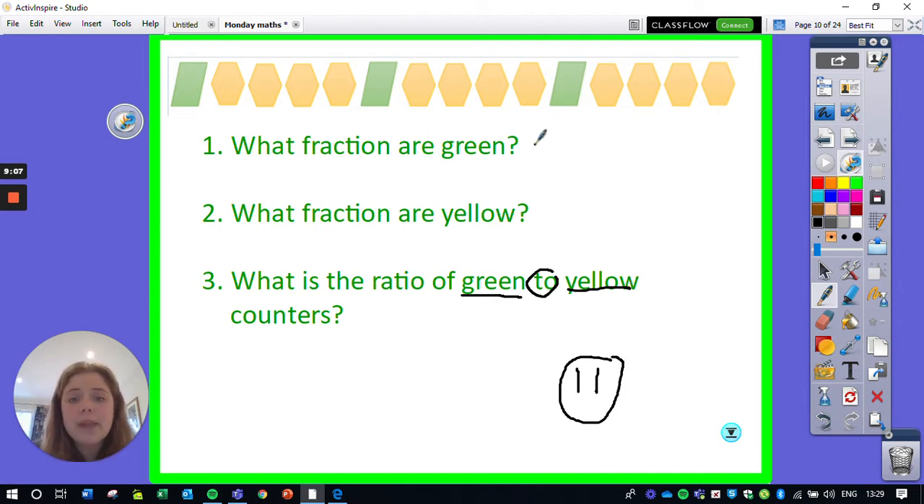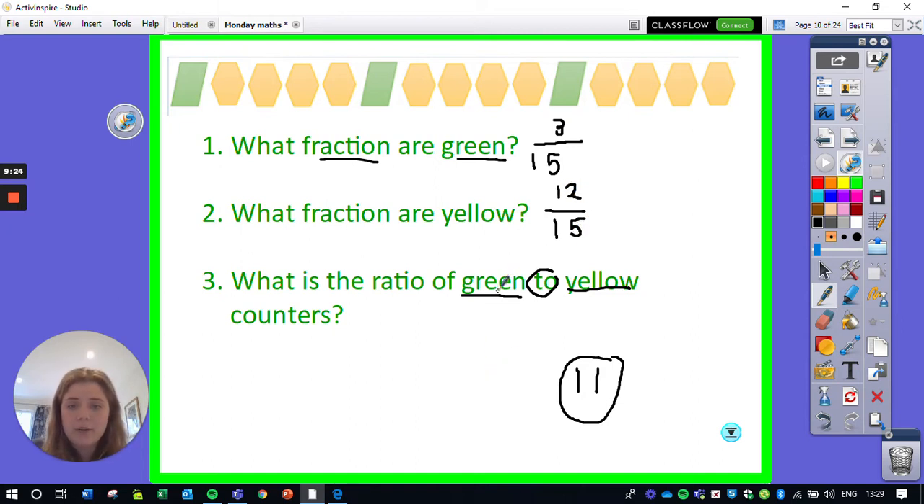Right, we're going to go through them then. Make sure you've had a go at answering these questions by yourself first. First, what fraction is green? There are 15 shapes in total and 3 of them were green. Again, there are still 15 shapes, but this time I'm counting the yellow ones, which was 12.